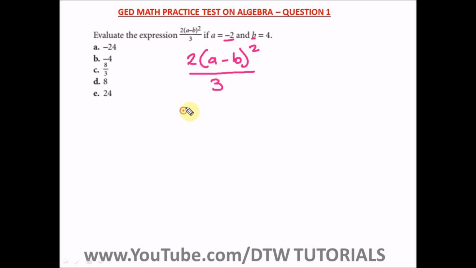So we have here 2. Where is A? A will be -2, and we have a minus here, and B is a positive 4, so we'll drop a 4 here. All squared, divided by 3. Let's resolve what is in the bracket first, and we have -2 minus 4. I hope you know what this will give us. This is going to give us -6.